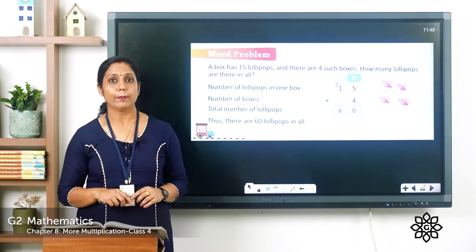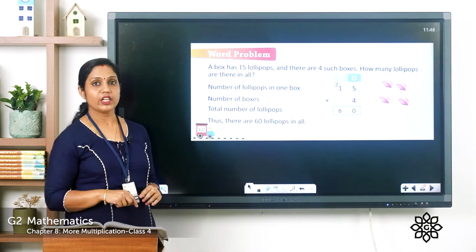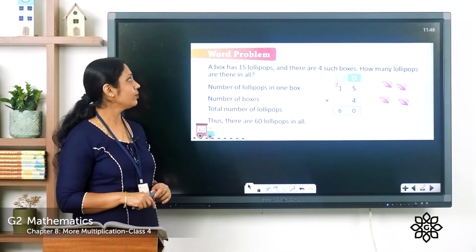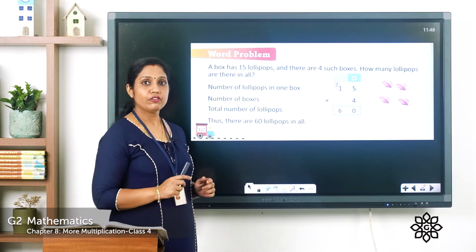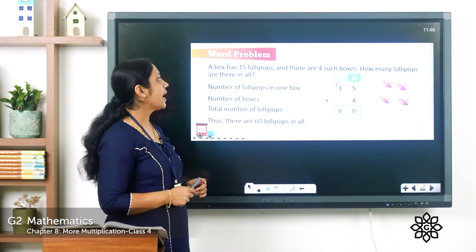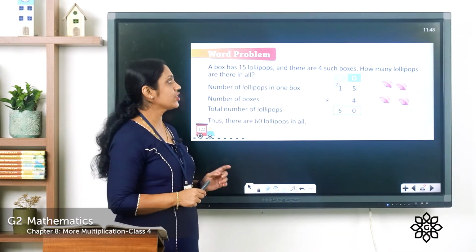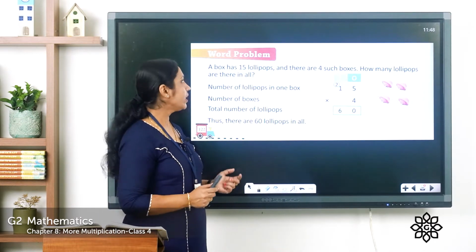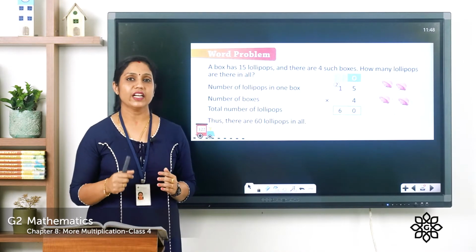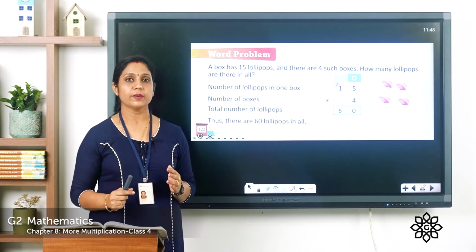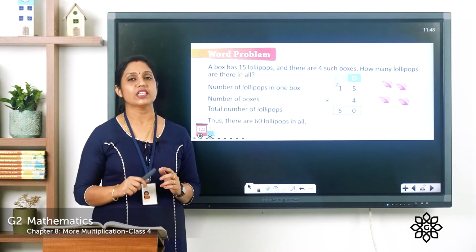In your text, page number 122, there is a word problem. And what is the question? A box has 15 lollipops and there are 4 such boxes. How many lollipops are there in all? So when you get a word problem, read the question 3 or 4 times. First understand and then we'll start doing it.